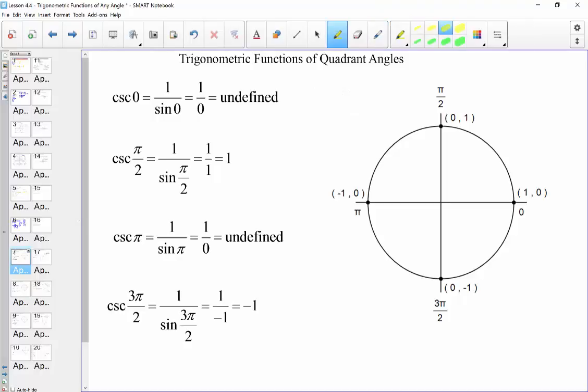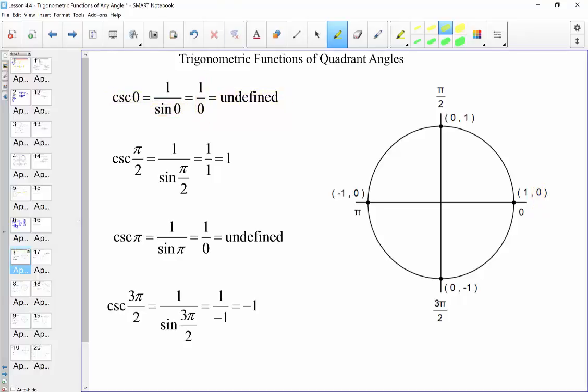In our first example, we have the cosecant of 0. We know that that's equal to 1 over the sine of 0 due to our trigonometric identities. The sine of 0 is 0 because the y-coordinate where angle 0 intersects the unit circle is 0. Hence, we have 1 over 0, which is undefined because anything divided by 0 is undefined.